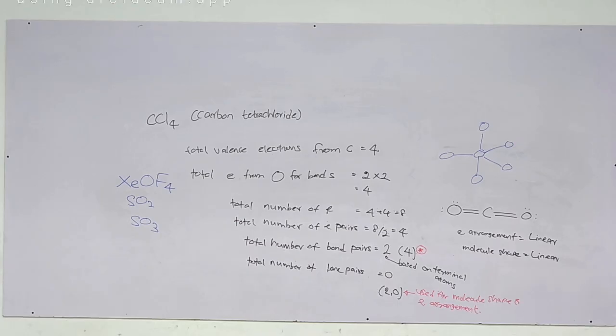Phosphorus chlorine. The plane is like this. If you want you can show it like this. This is in the plane. Then the lone pairs, you put them.